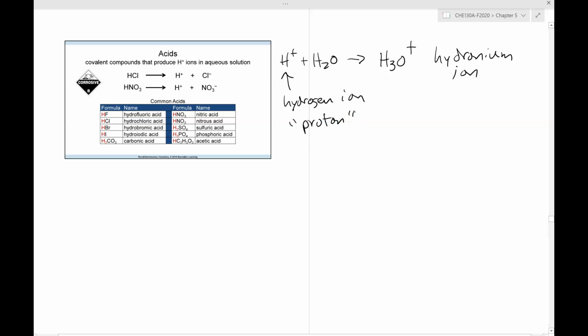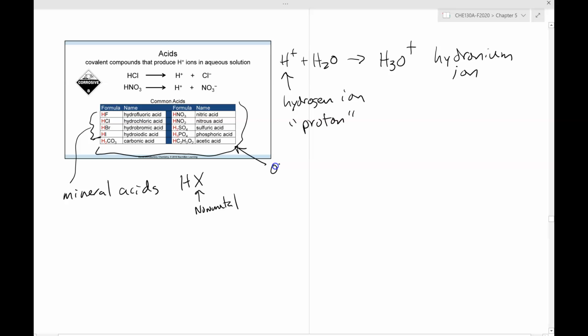So here are some acids now. This group of 4 that are right here, down through there, these are what we call mineral acids. There's a generic term for that. And they look like HX, where X is some nonmetal. The rest of these are some kind of oxo or oxy acid, where you've got H, maybe more than one H, plus a polyatomic ion.